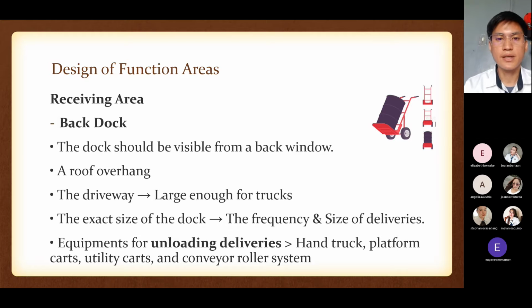So in the design of function areas, the receiving area should have a back dock. The dock should be visible from a back window, a roof overhang, the driveway, and large enough for trucks. Consider the exact size of the dock, the frequency and size of deliveries, and equipment for unloading deliveries: on-truck platforms, carts, utility carts, and conveyor roller systems.